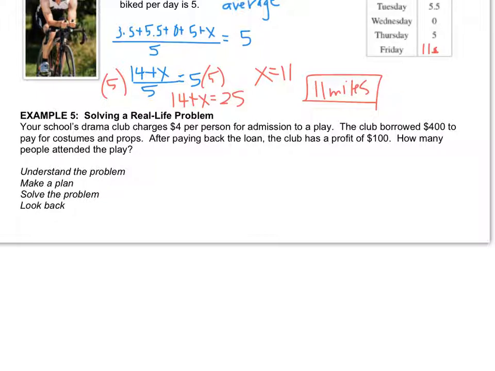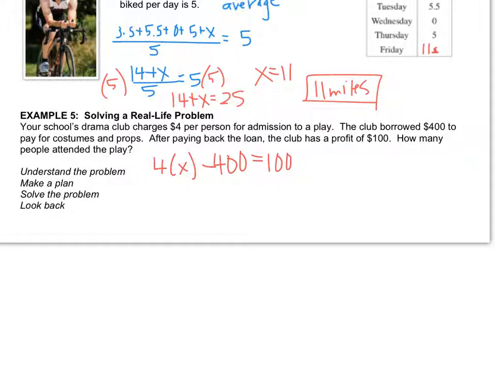Now the plan, as we're in chapter 1, which is equations, is I'm going to make an equation. So here's my plan. Ticket price times the number of people who attended, right? Because if one person attended, it's $4. If 10 people attended, it would be $40. So ticket price times the number of people who attended minus this loan that I took out should be equal to what I have left, which is 100. So that's my plan. Now I'm going to solve it.